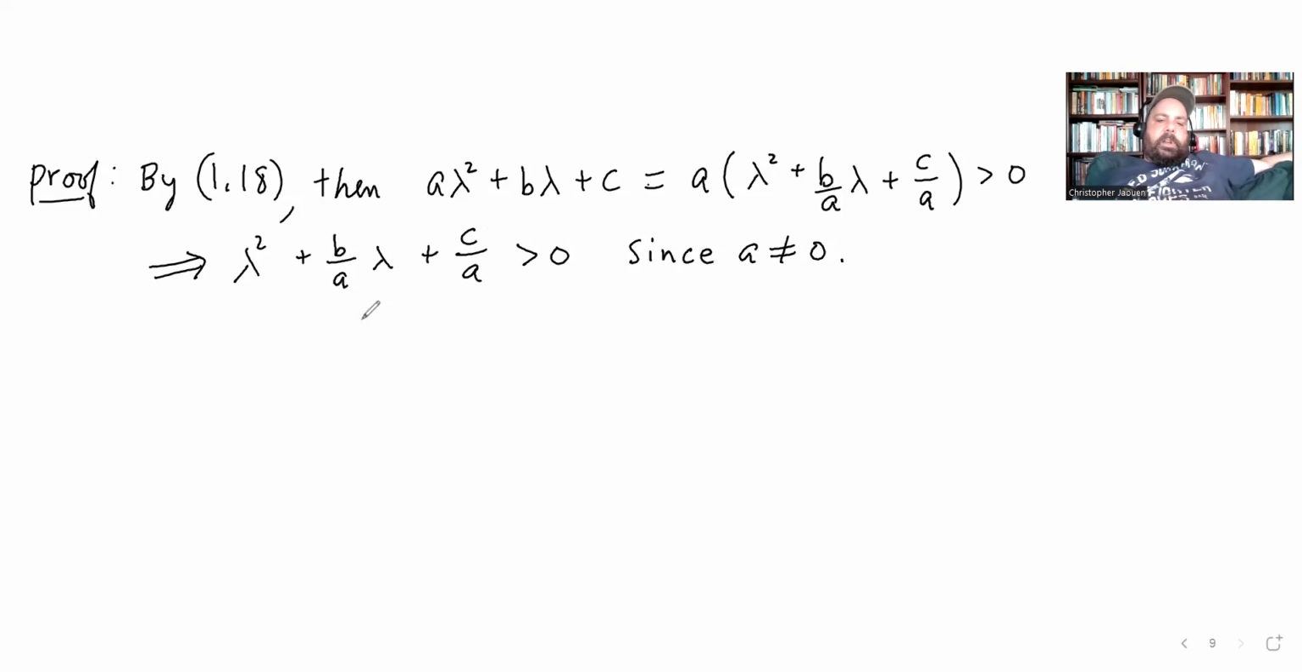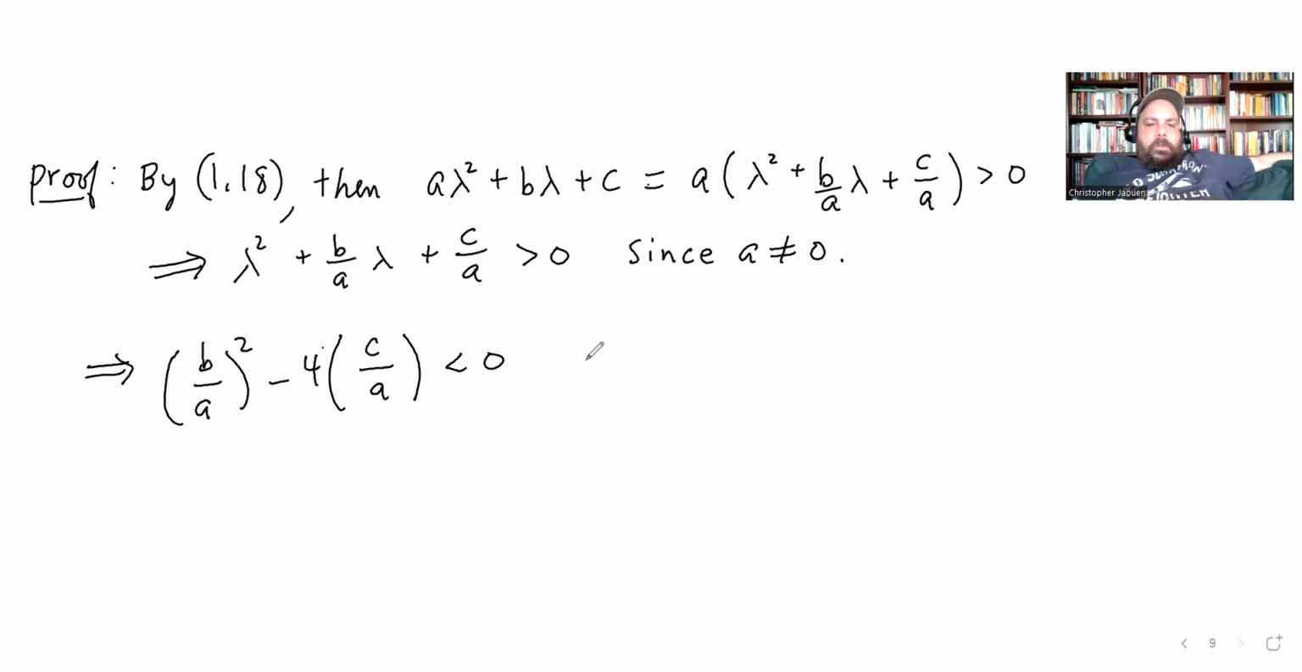All right, so if this is greater than 0, from problem 118 we know that this implies that b over a squared minus 4 c over a is less than 0, which implies b squared over a squared less than 4 c over a, so b squared less than 4ac when you simplify.